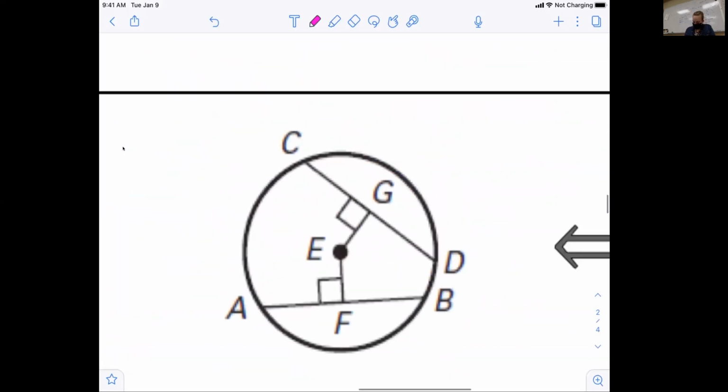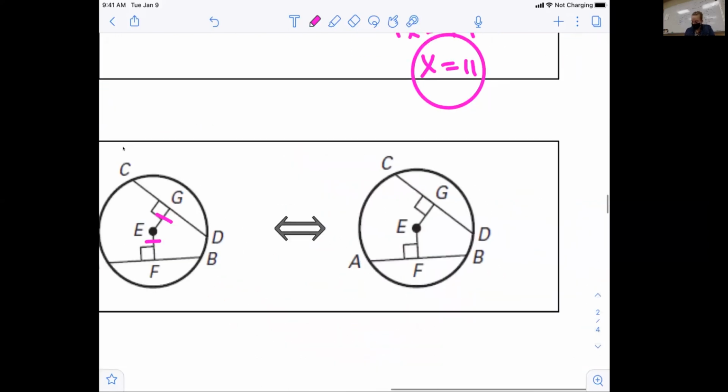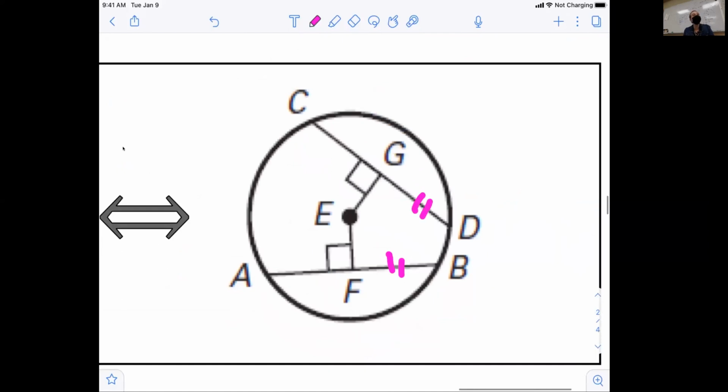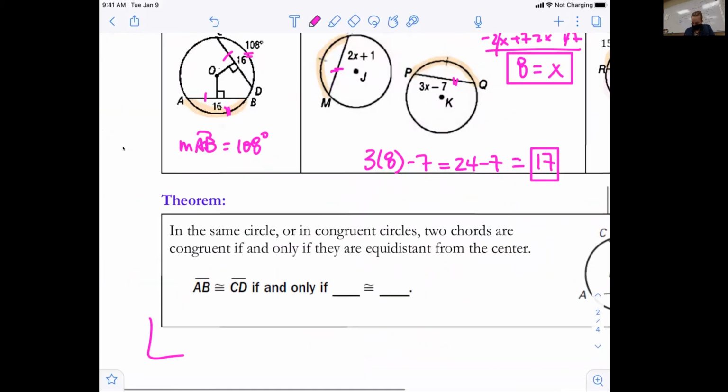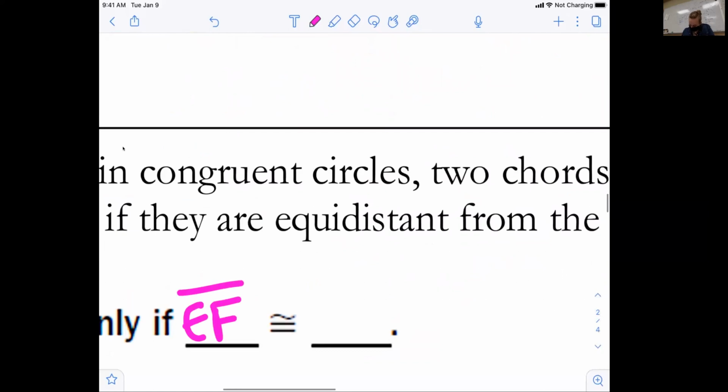Okay, so AB and CD are only congruent if EG is congruent to EF. If those distances are the same, then I can say that CD and AB are congruent. You can also go vice versa. If I know that AB and CD are congruent, then I know that EF and EG are also congruent. So that's all that's saying. I'm going to fill in this box. It says AB is congruent to CD if and only if EF is congruent to EG. So I'm just teeing that up for us to review and then practice on Monday.